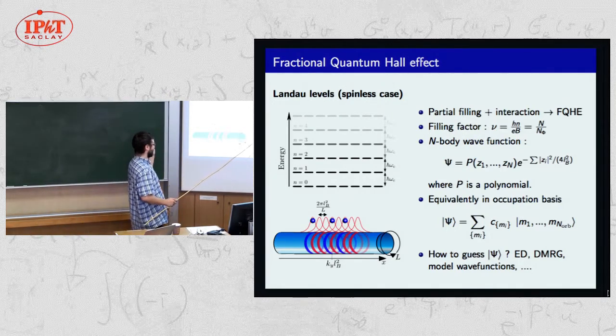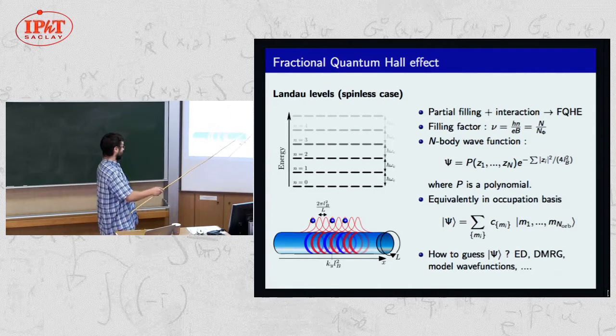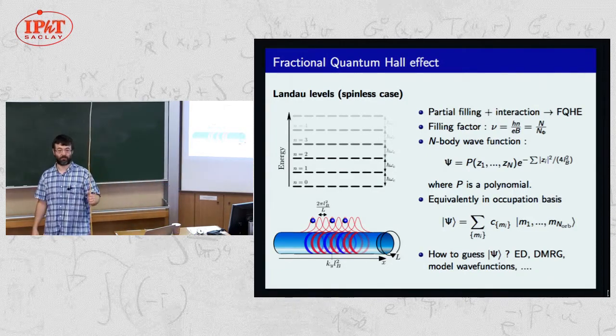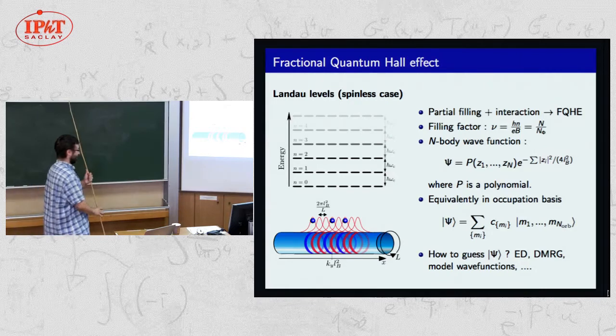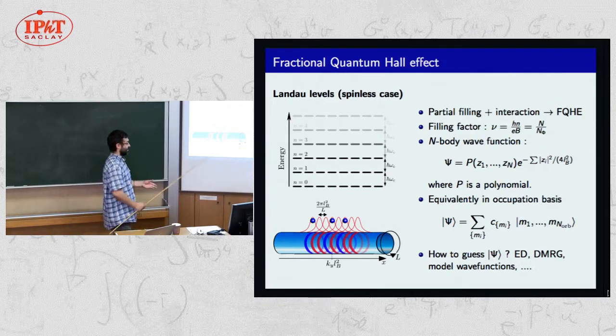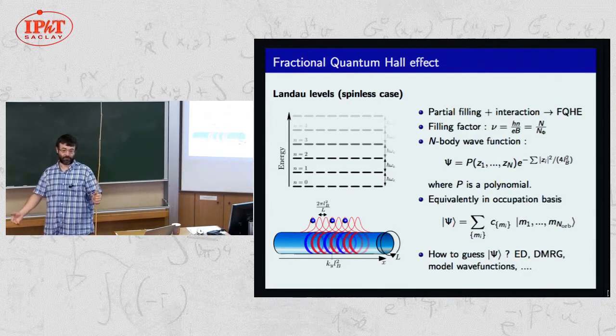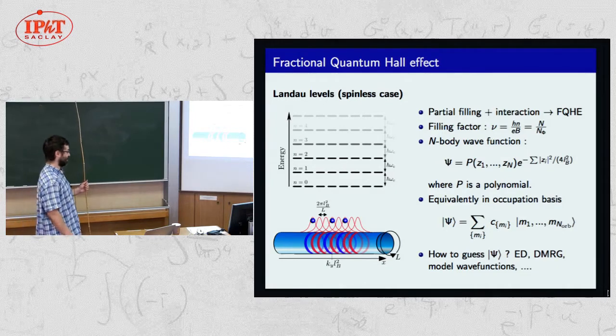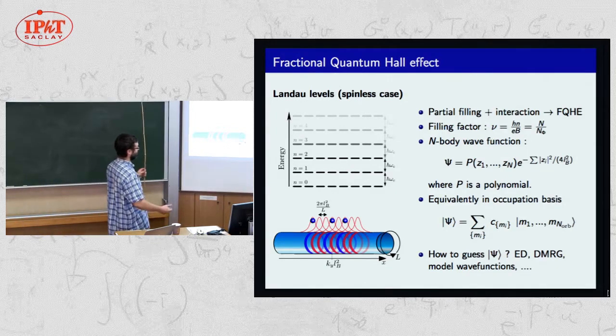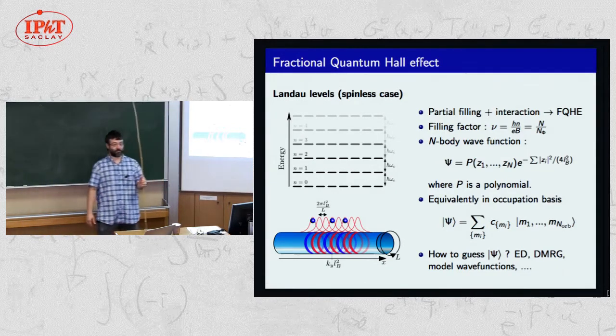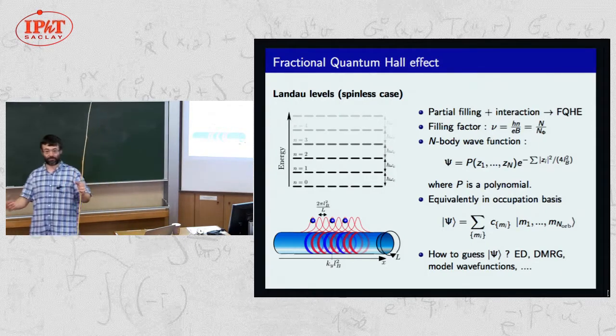Symmetric for bosons, anti-symmetric for fermions. Or if you don't like first quantization, you can write it in occupation basis. So either you write this function or you have the list of all these coefficients, but that's how you write the wave function. The issue is how do you get which are the good states, and there's no exact solution. So either you do numerics like exact diagonalization, DMRG, or you cook up model wave functions. That means you try to write down wave functions that look good.